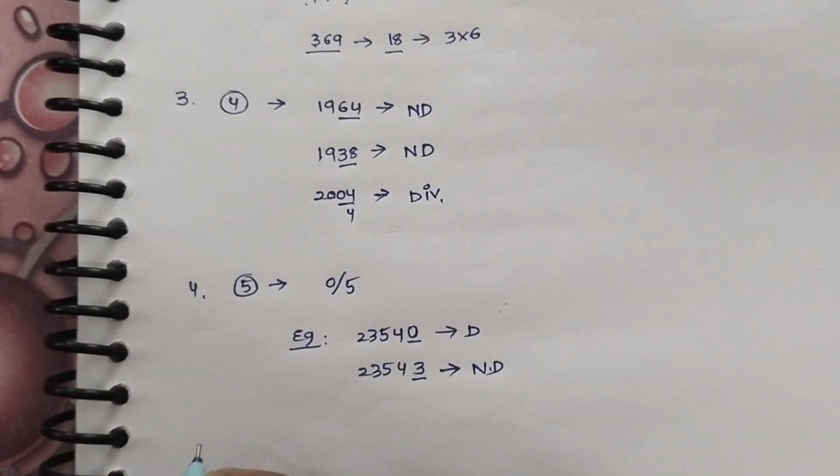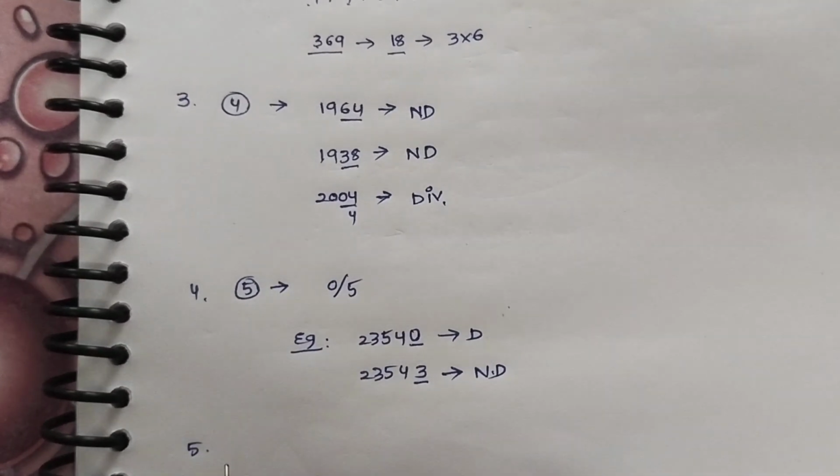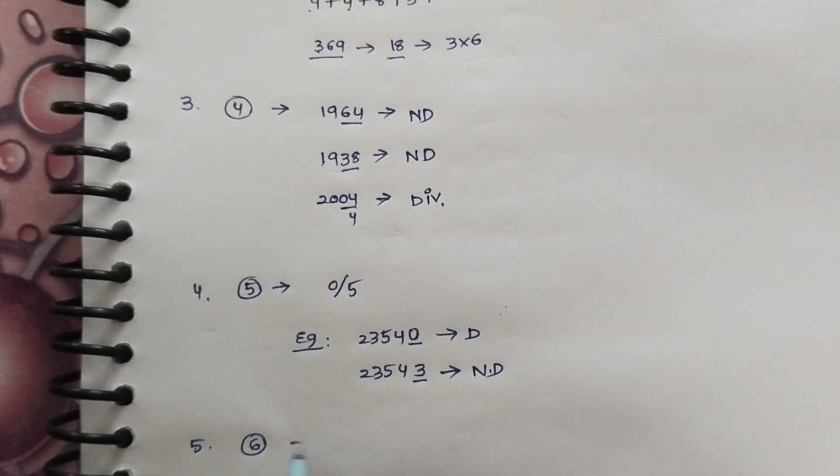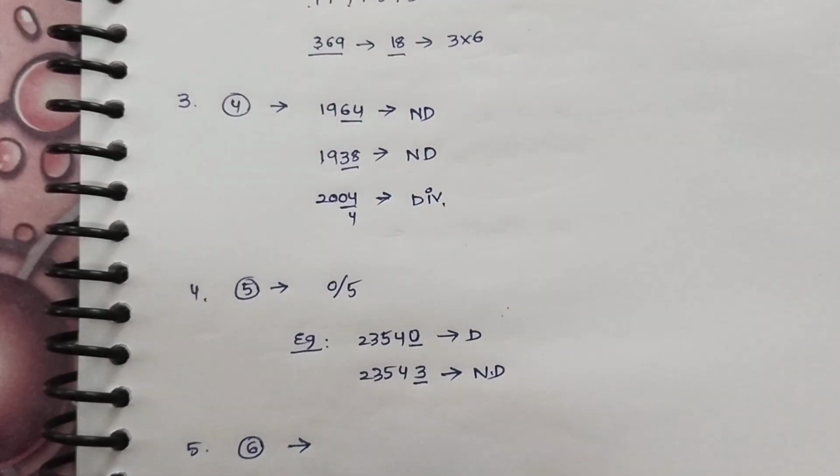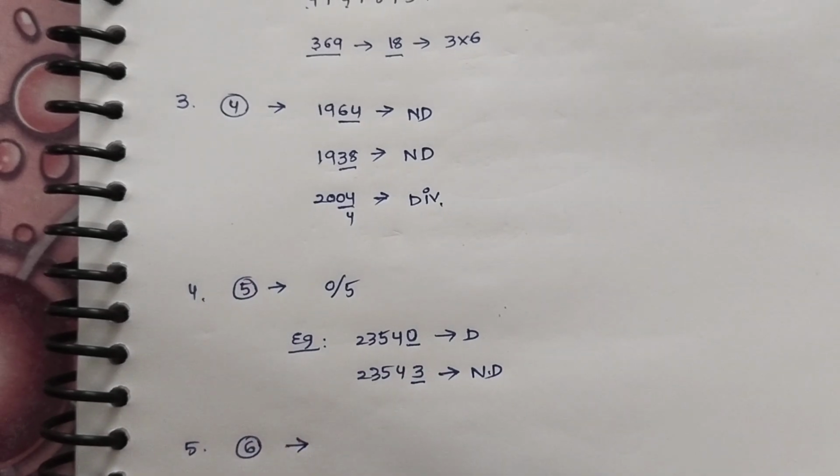Next, divisibility rule of 6. If a number is divisible by 6, it is divisible by both 2 and 3.